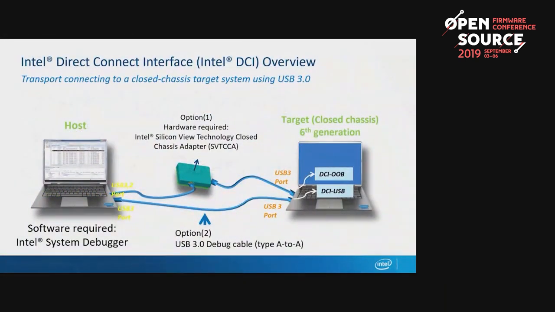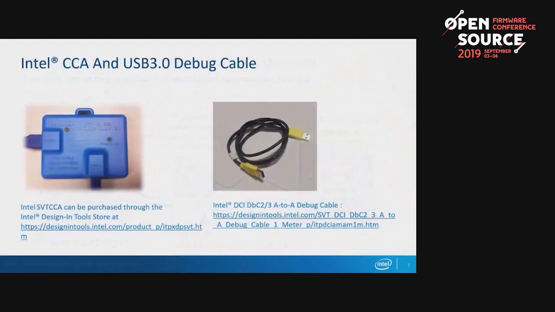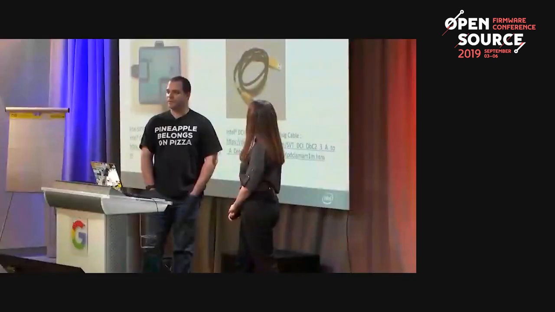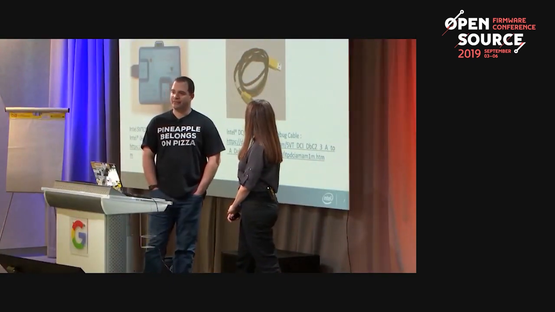There are two ways you can do it. DCI is supported from Gen 6 platforms and beyond. If you wanted to use it on previous platforms as a host, you can use something called a CCA, a closed chassis adapter that implements DCI for the host, and it'll work as well. The CCA is available through Intel, and it costs about $400. So we went from needing to open the platform and needing a $3,000 part to $400 to a USB A to A cable that just clips VCC, which is available through Intel for $10, or you can DIY it. Just a quick note, the CCA box does require you to sign an NDA with Intel.